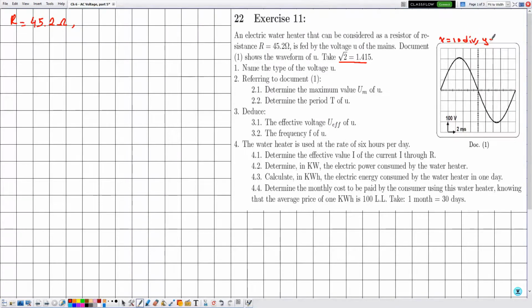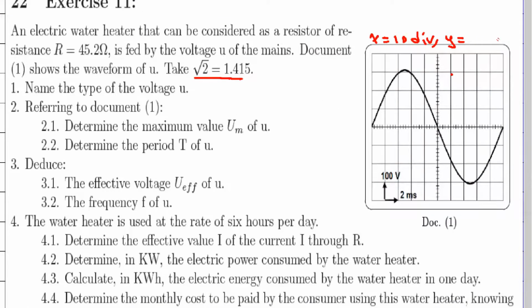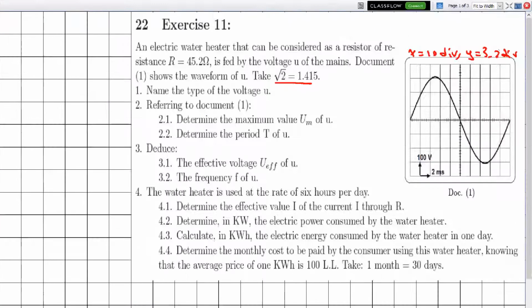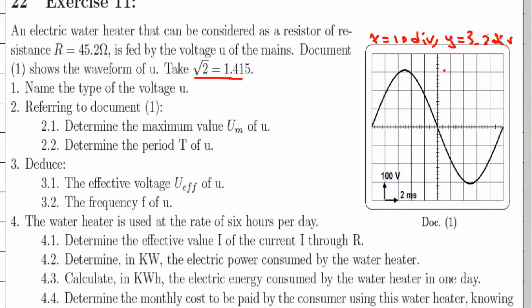As for the value of Y, we count Y from the center to the maximum point reached by the curve. So we have 1, 2. Now this is not clear if it is 3 or 3.2, but if you consider the dotted line, it is exactly on 3.2. And on your notes you can use a ruler. Using a ruler, the reading will be more accurate.